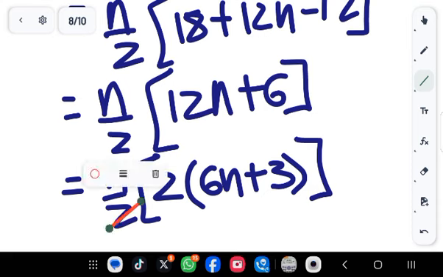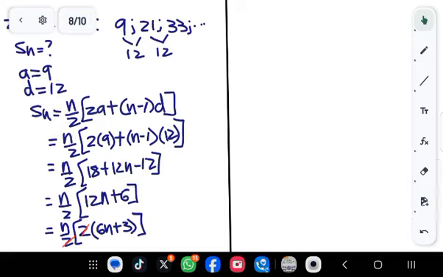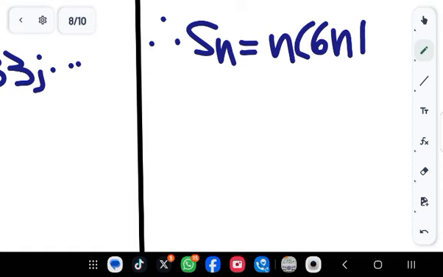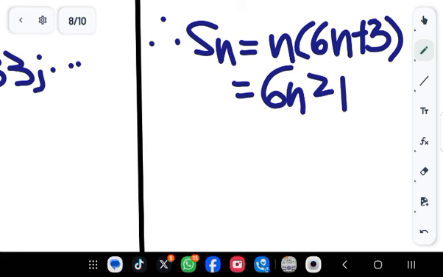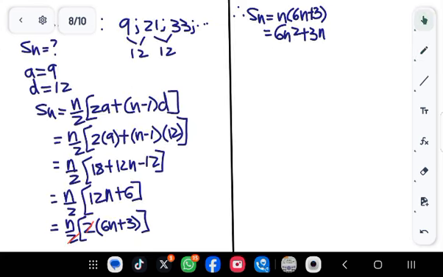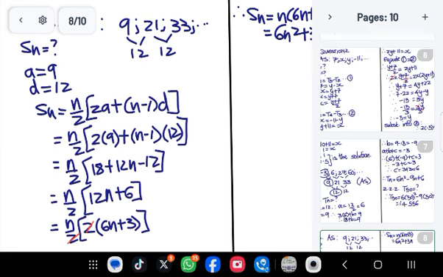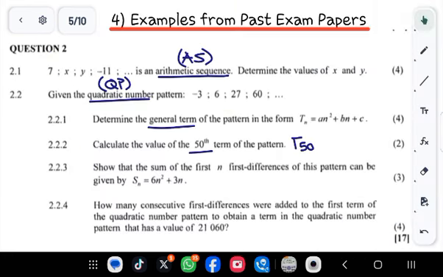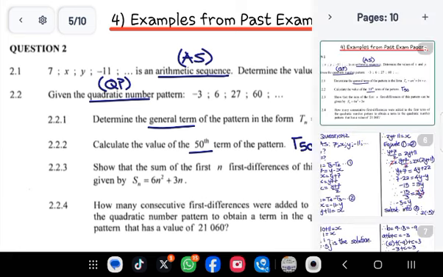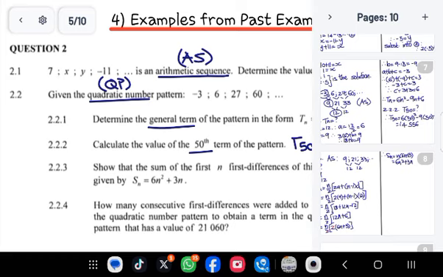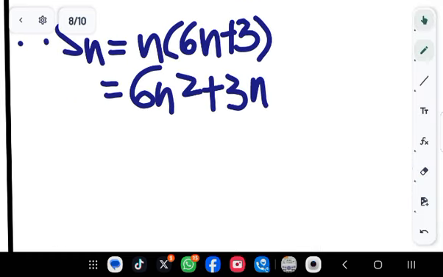Now this 2 cancels with that 2. And that leaves us with n(6n + 3). Therefore, Sn equals n(6n + 3). Now if we multiply this out, that gives us 6n² + 3n. Let's see if it matches the answer they gave. Perfect, it matches the answer they gave in the question. So we can now say it is proven.